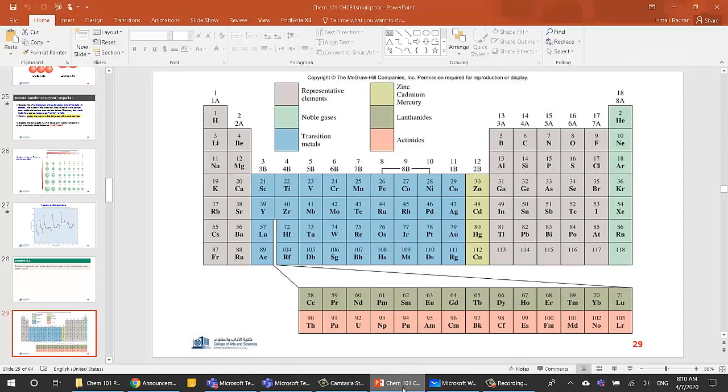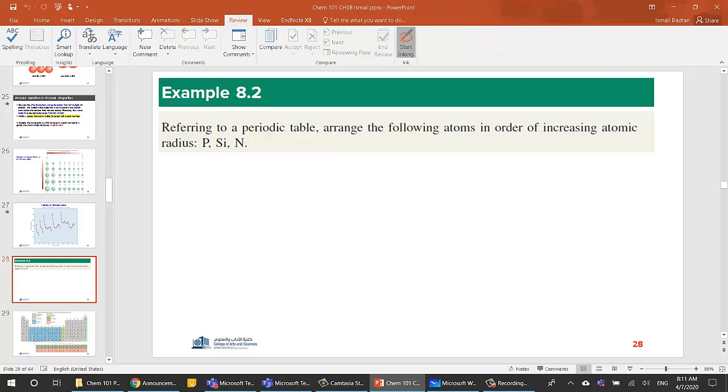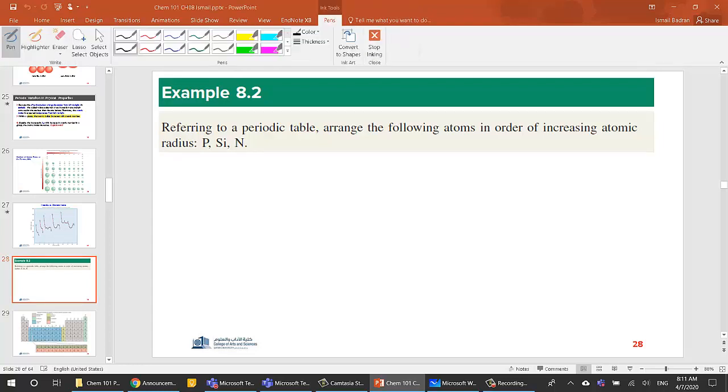So again here, to arrange elements, you look at the periods first. The elements in the second period are smaller than the ones underneath. So nitrogen will be the smallest, and then you want to think about the fight between silicon and phosphorus, which one is smaller. Of course, as you go to the right, the size decreases, and therefore phosphorus is smaller than silicon. And you can write the answer here. So here nitrogen is smaller than phosphorus is smaller than silicon in size.